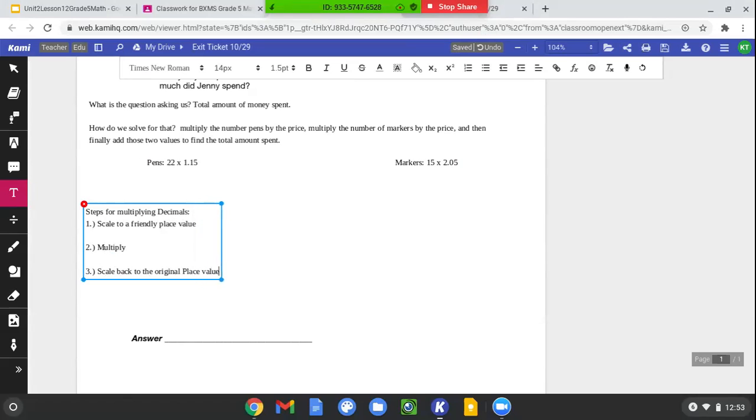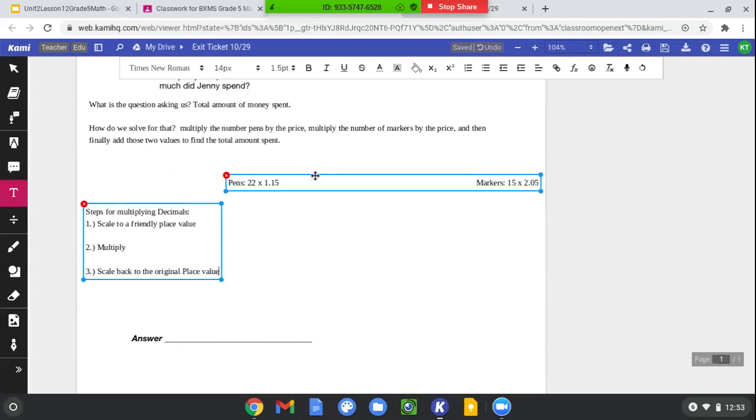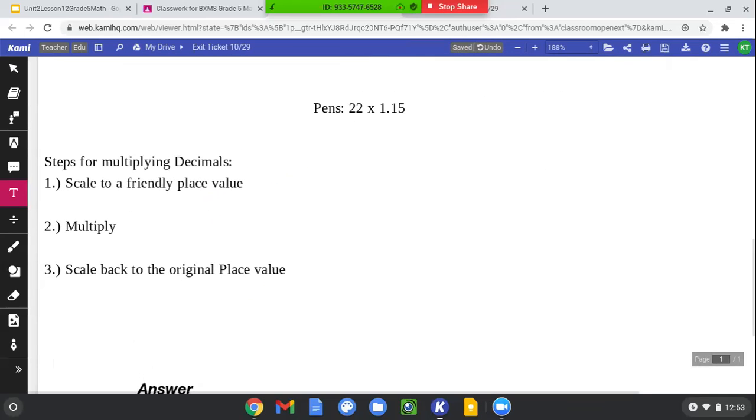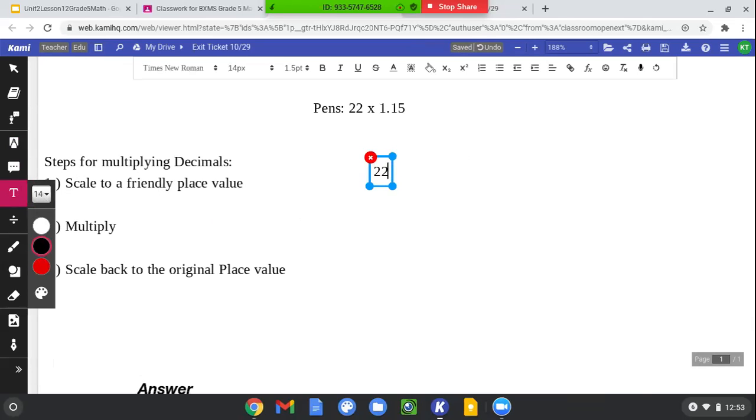Now, I'm sure you're wondering, Miss Thart, what is this scaling? What are we doing? So what we are going to do when we're scaling is that we are going to turn this decimal place into an easier number to multiply. So let me ask you something. What do you think is easier to multiply? 22 multiplied by 1 and 15 hundredths, or 22 multiplied by 115? Which one's easier?